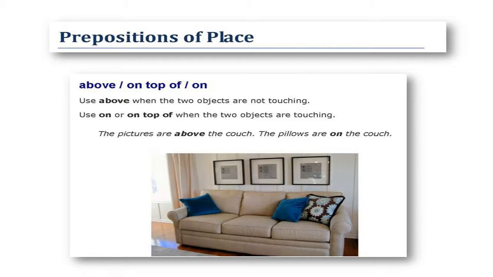Prepositions of place: above, on top of, on. Use above when the two objects are not touching. Use on or on top of when the two objects are touching. The pictures are above the couch. The pillows are on the couch.